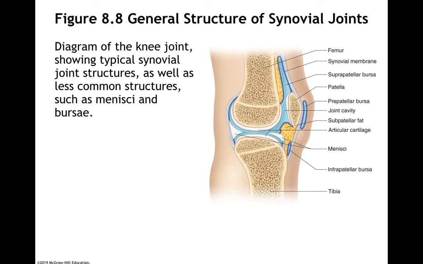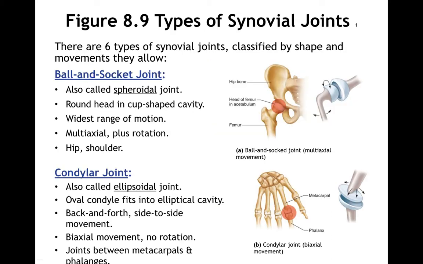In the knee joint, we show the typical synovial joint structures as well as the menisci and bursae. You can see here, there's our femur and our tibia, which are the two articulating bones. They're covered with articular cartilages. There is a meniscus in the front and in the back. There is a bursa around the tendons, and synovial membrane and synovial fluid fills it.